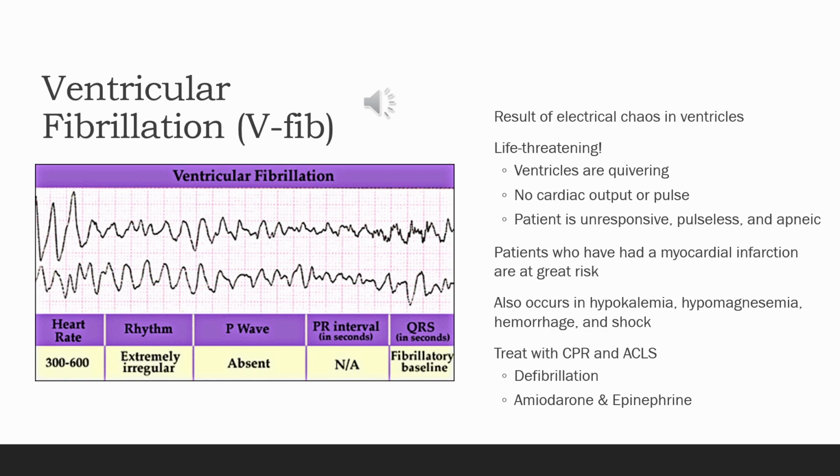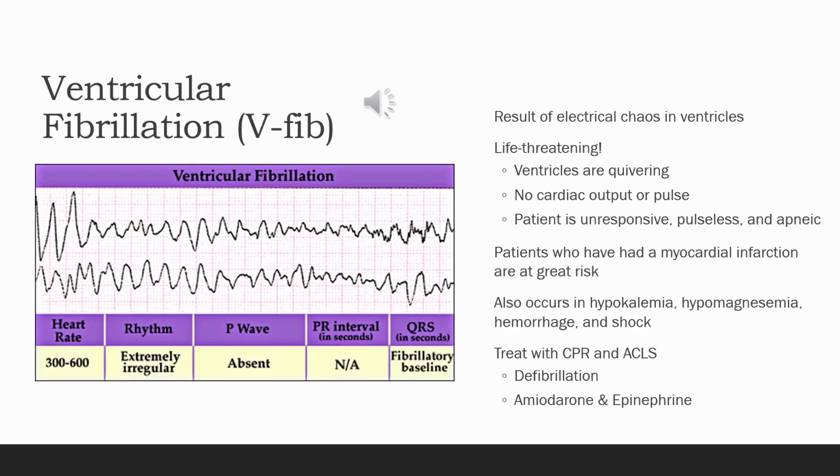So key takeaways here: VFib means there's no cardiac output, which means we don't have a pulse. Therefore, immediate CPR and defibrillation are critical. Early defibrillation improves survival. We're going to continue the cycle of CPR, defibrillation, and epinephrine and amiodarone until ROSC, or again, return of spontaneous circulation, is achieved.